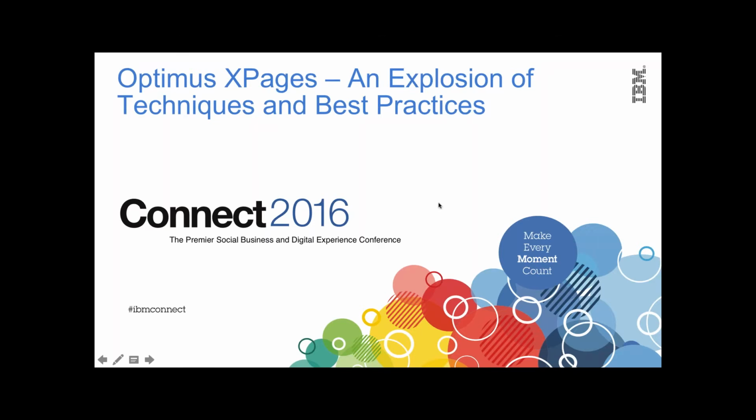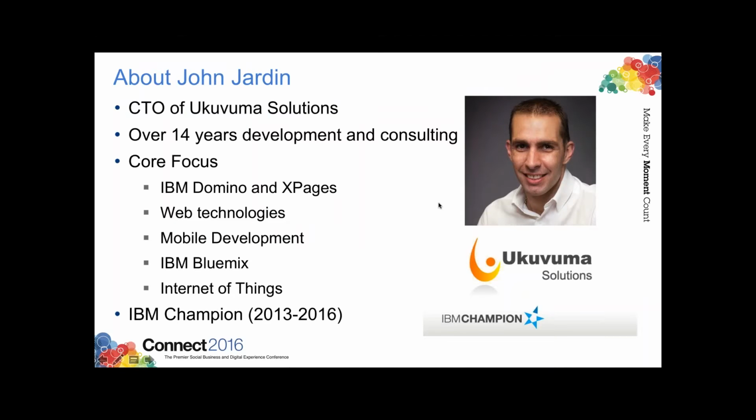So, for those who don't know me, my name is John Jardin. I am the Chief Technology Officer of Ukuvuma Solutions based in South Africa. We're a software consulting company. I've been doing development and consulting for over 14 years now, and am proud to say that I've been involved in over 200 development projects to date. My core focuses include general web technologies, mobile development, Bluemix, and of course IBM Domino and XPages. I'm also proud to say that I am an IBM champion 4 years running and working hard to make it number 5, so holding thumbs.